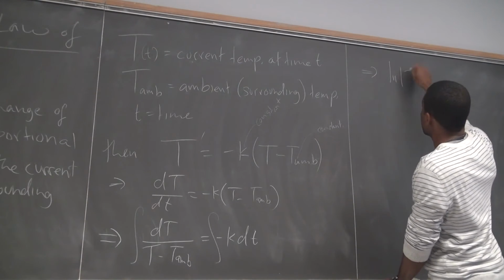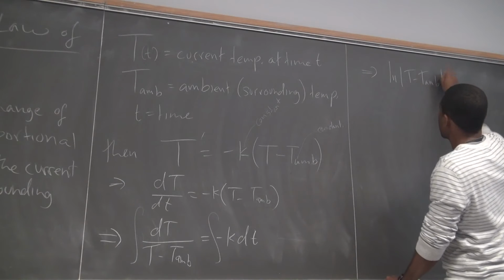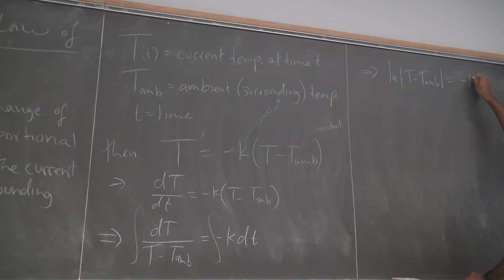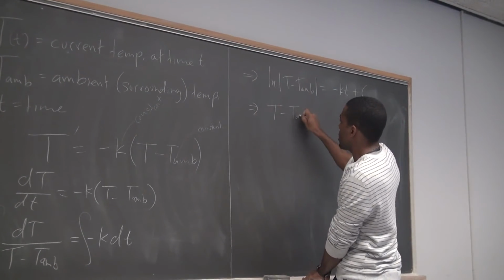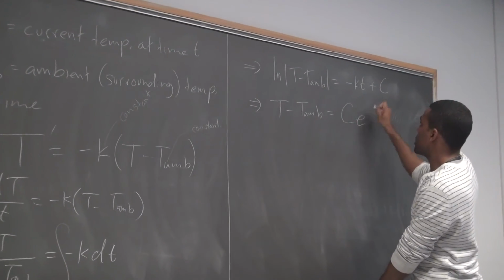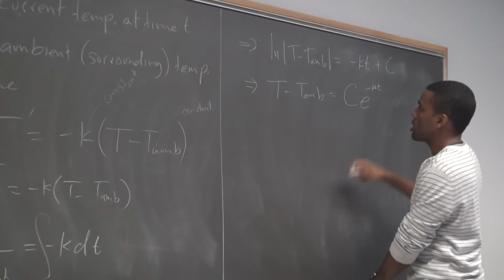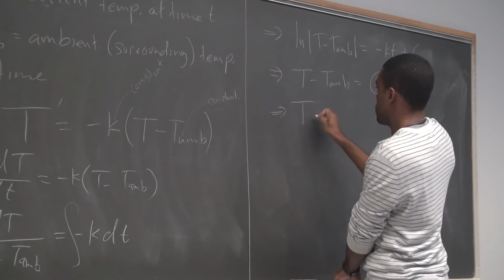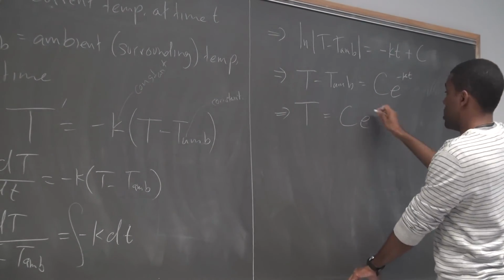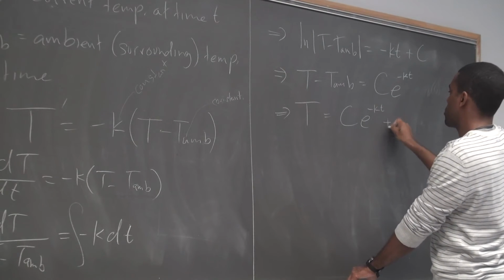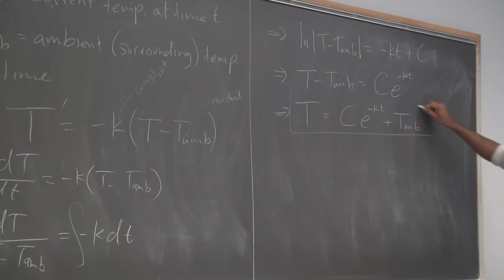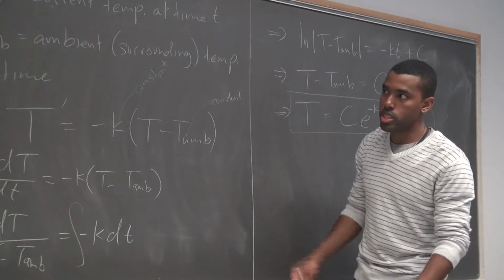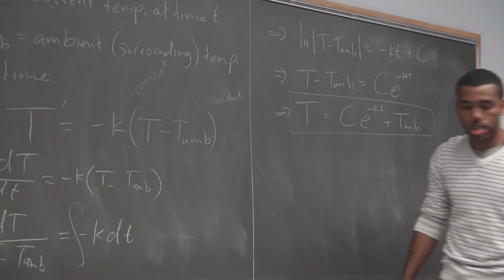This gives us ln|T minus T_A and B| equals minus kt plus a constant. This means T minus T_A and B is equal to a constant times e to the minus kt. This means the temperature is equal to C e to the minus kt plus T_A and B. So for most objects, that describes the temperature change if you just leave it in some constant temperature surrounding.